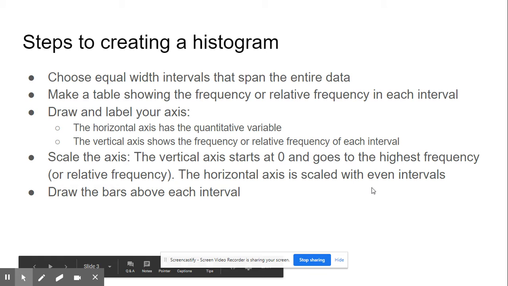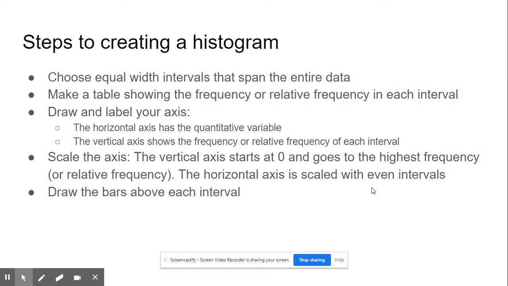Here are the steps of creating a histogram. First, you choose equal width intervals that span the entire data. Next, you make a table showing the frequency or relative frequency of each interval. You need to have the data for frequency or relative frequency in order to create your histogram.